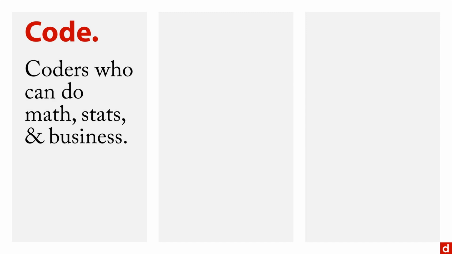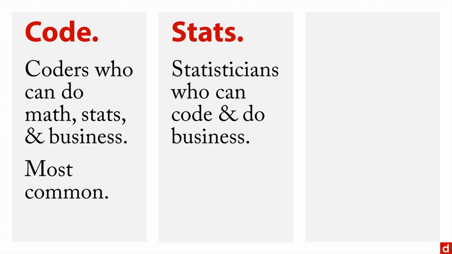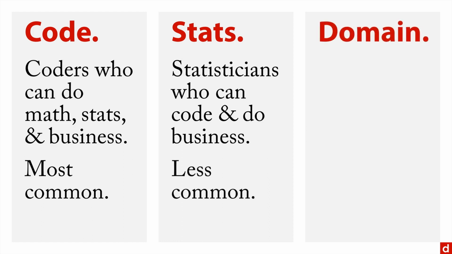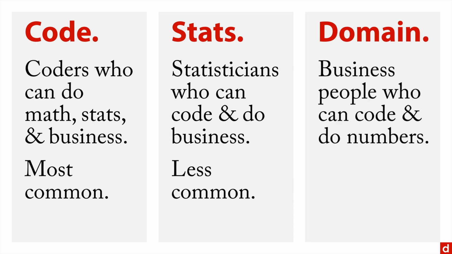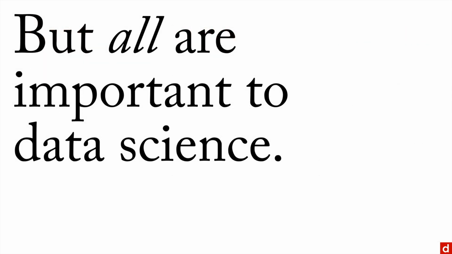So let's think about a couple of backgrounds where people come from here. First is coding. You can have people who are coders who can do math, stats, and business. So you get the three things, and this is probably the most common. Most of the people come from a programming background. On the other hand, there's also stats or statistics, and you can get statisticians who can code and who also can do business. That's less common, but it does happen. And finally, there's people who come into data science from a particular domain. These are, for instance, business people who can code and do numbers, and they're the least common. But all of these are important to data science.